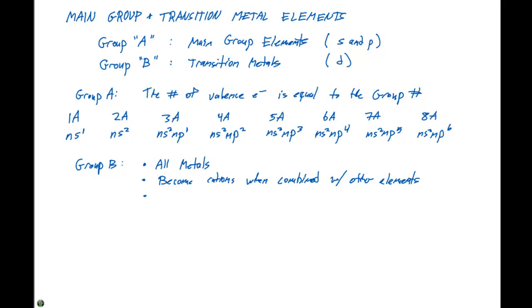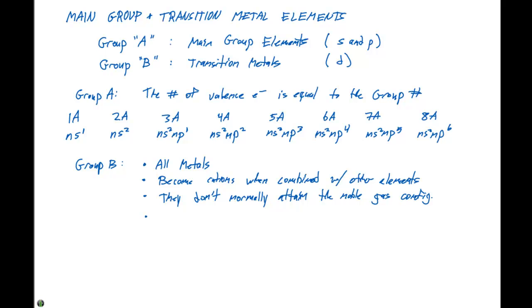Another difference with the transition metals in the main group is that they do not normally attain the noble gas configuration. So while main group elements will always form a noble gas configuration, the transition metals, they don't do this as readily.